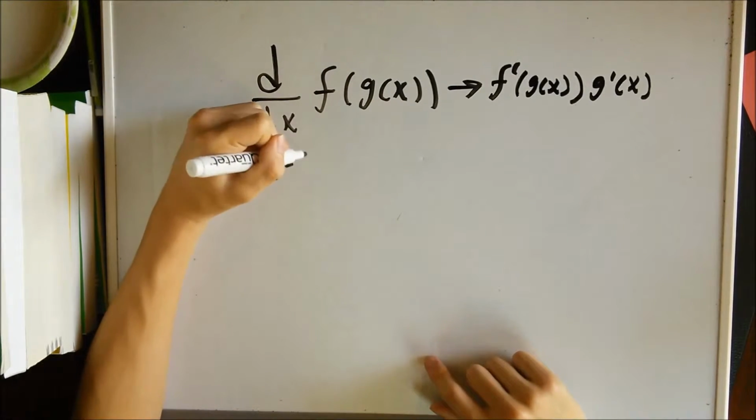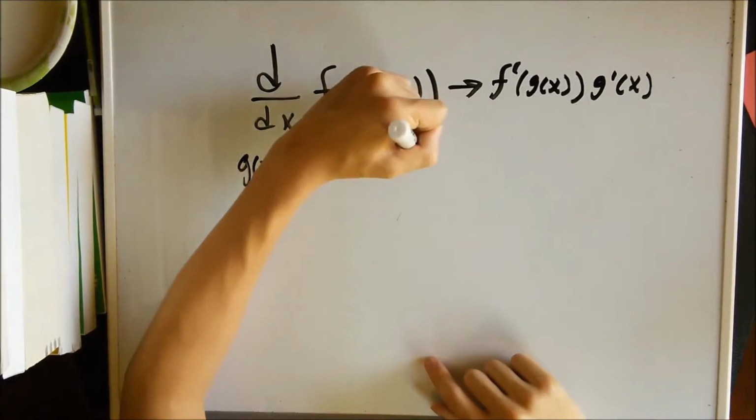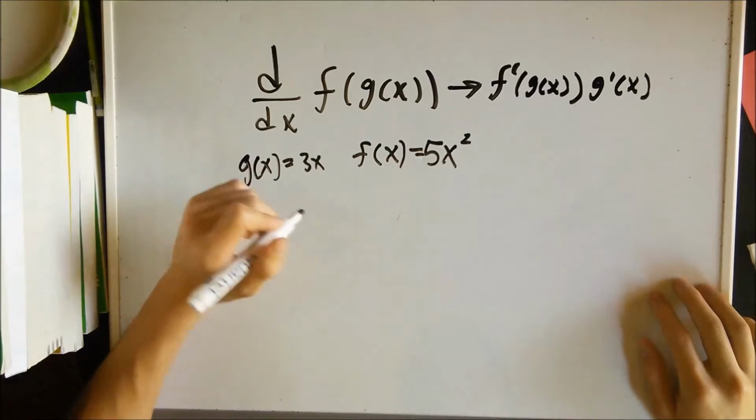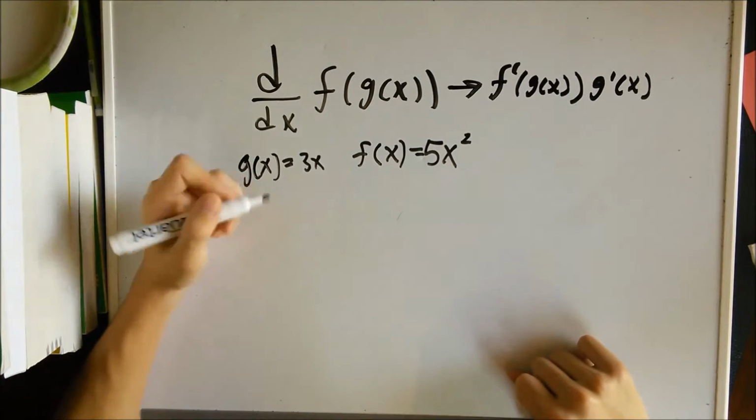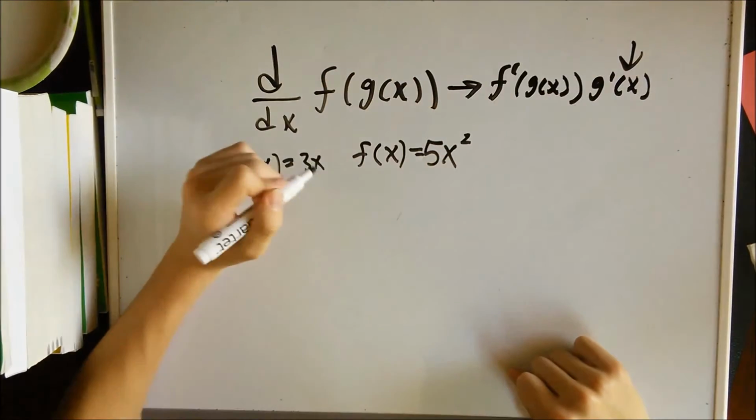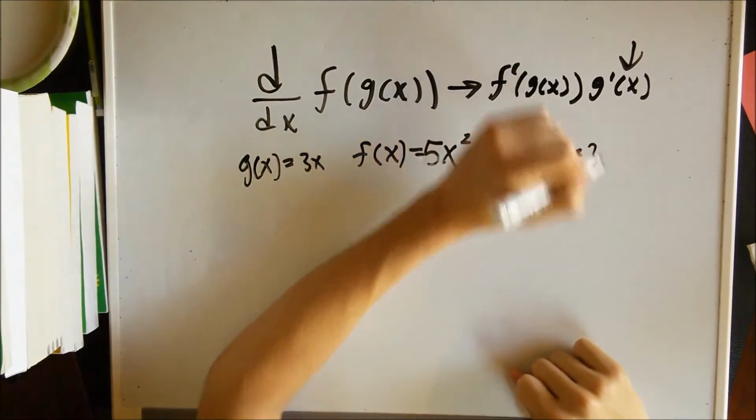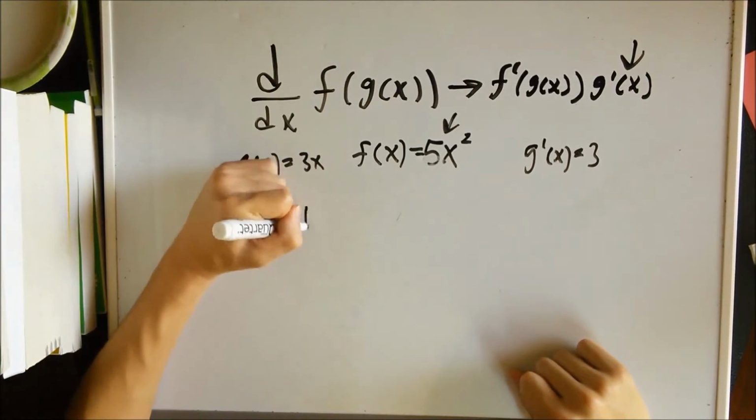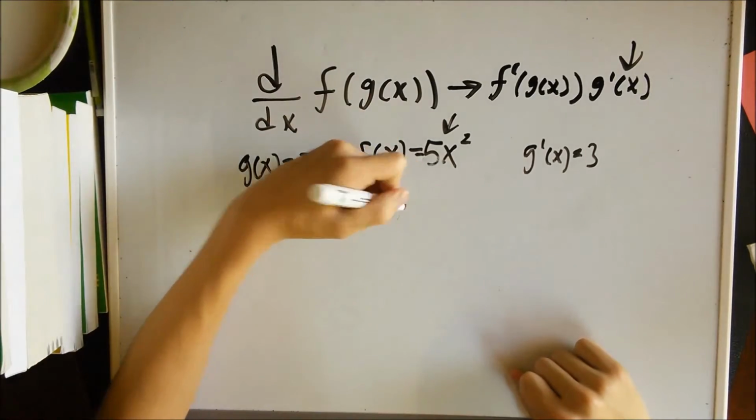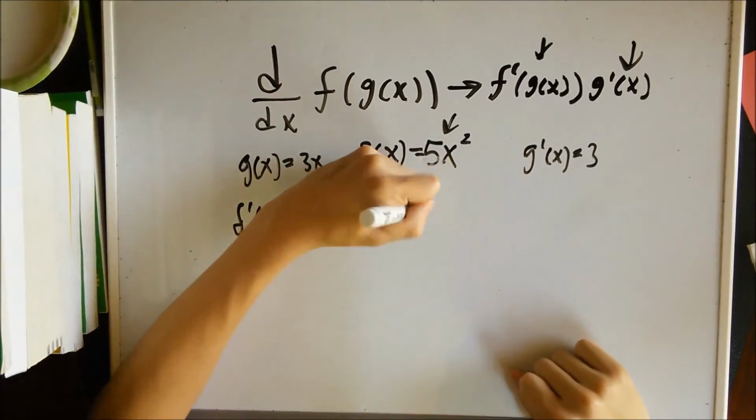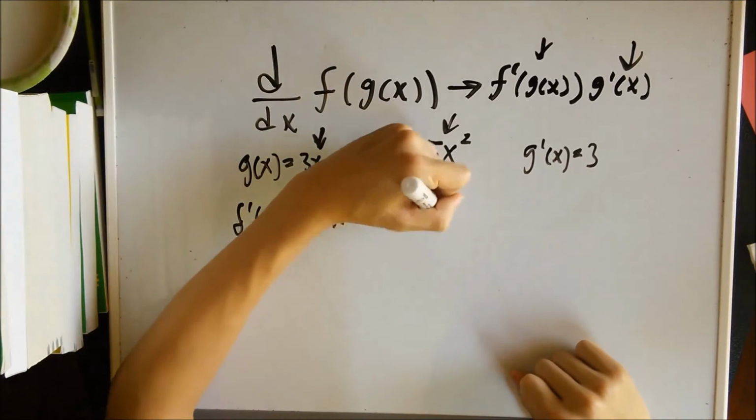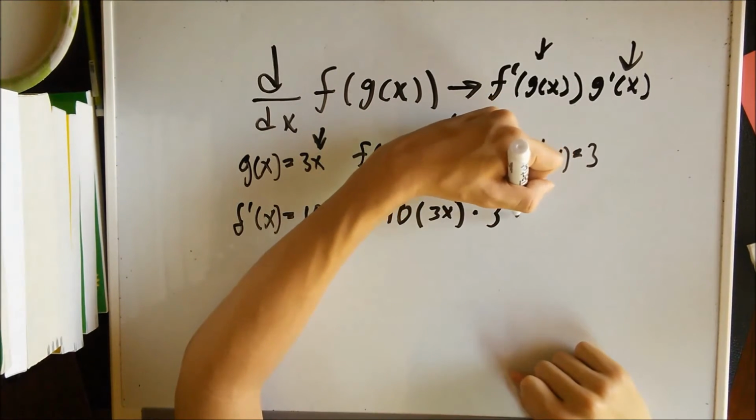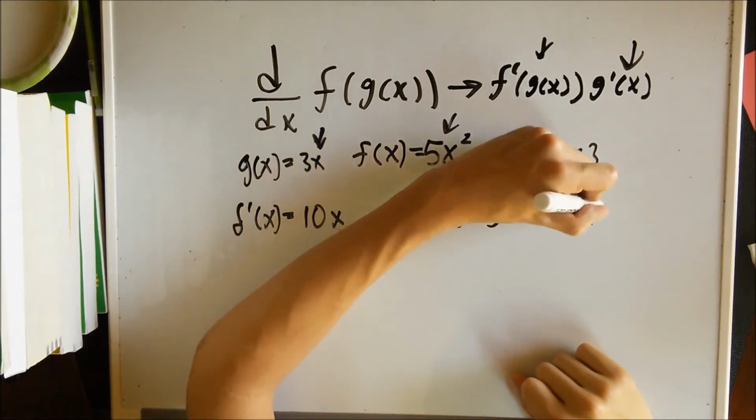So let's say that g of x equals 3x and f of x equals 5x squared. So first thing, we have to take the derivative of the inside function, which is g of x in this case, which equals 3x. So the derivative of 3x should be 3. And then we take the derivative of the outside function, which is f of x. In this case, it'd be 10x. After that, we just plug in. So the outside function's derivative is 10x. Plug in x as 3x, which is g of x, times the derivative of g of x, which is 3. As a result, we get 90x.